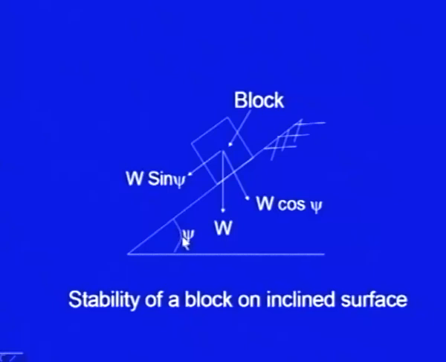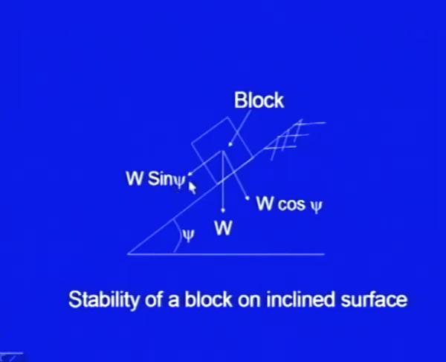If this angle is psi, this line is perpendicular to this one, so this angle will also be psi, and you can find out each component. The normal component comes out to be W cos psi, and the tangential component comes out to be W sin psi. Now, as I just discussed, there is a component of this force which is trying to create instability. W sin psi is that component which is trying to create instability.